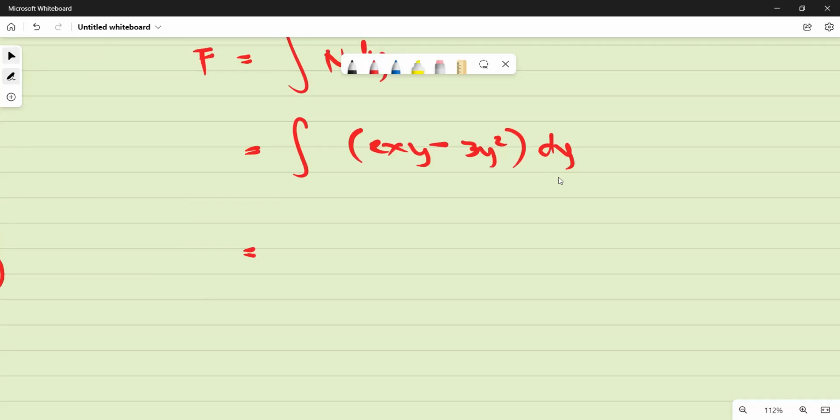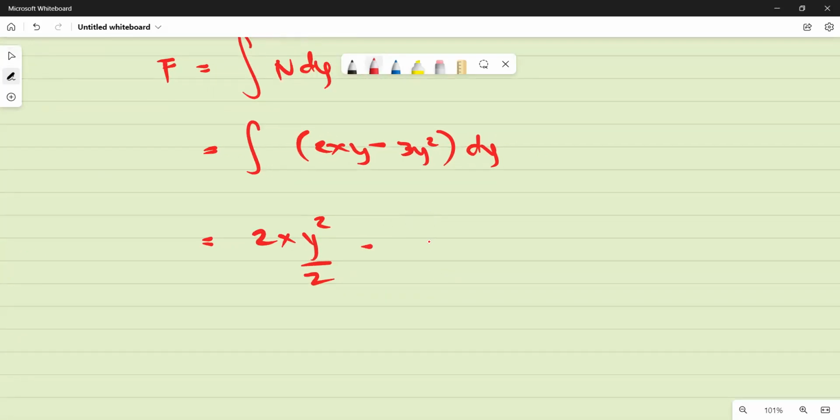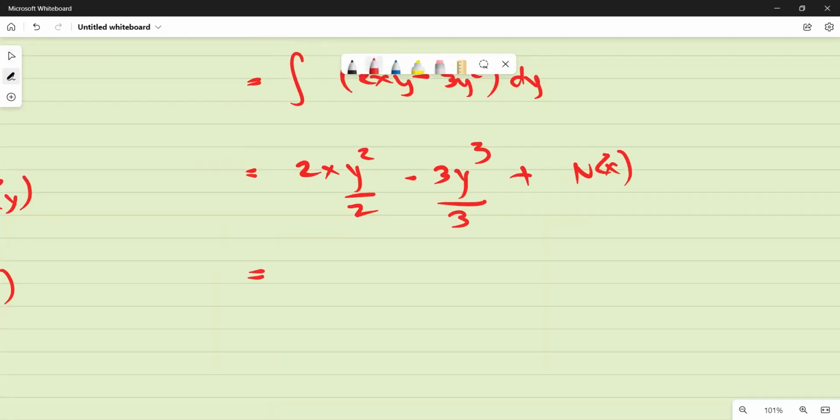Okay? So, since with respect sa y, lahat ng x ay constant. Therefore, the integral of that will become 2x y squared over 2, kasi yung y lang ang i-integrate natin. Ito namang isa is negative 3 y cubed over 3. Plus, don't forget your constant with respect sa x. And can we further simplify this? Yes, dahil pwede nating tanggalin yang 2, pwede rin natin tanggalin yung 3, magiging x y squared minus y cubed plus n of x.